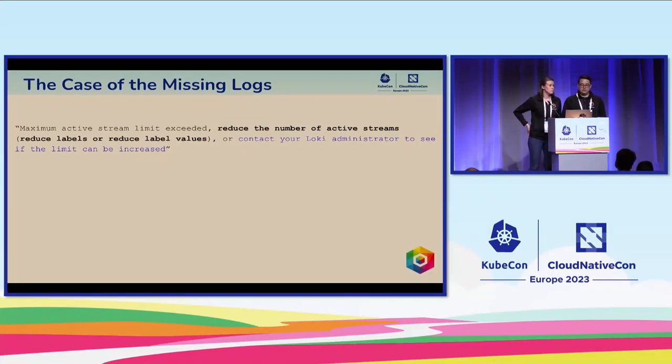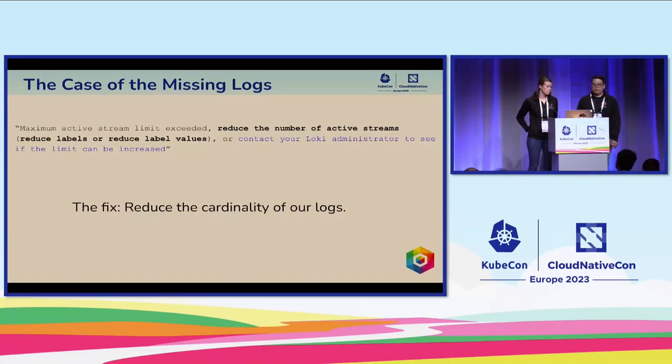So to close out the case of the missing logs, we reduced the cardinality of our log labels, and in turn, Loki was able to ingest logs again. This not only closed the case of the missing logs, but as you could see by the previous numbers, it increased our performance and efficiency as well.